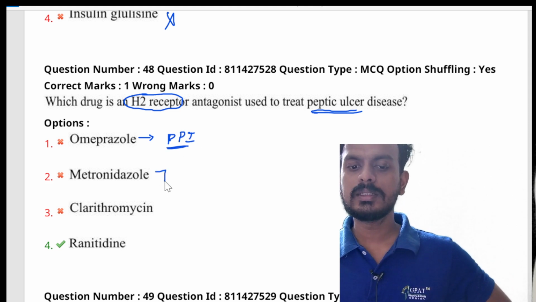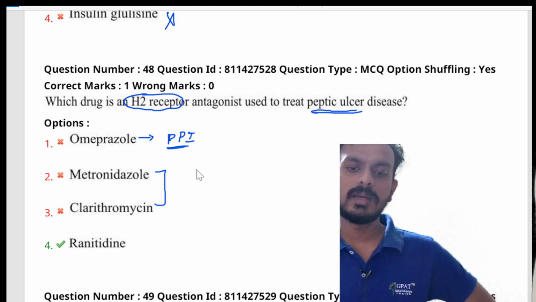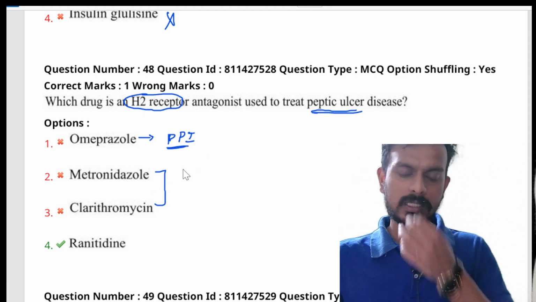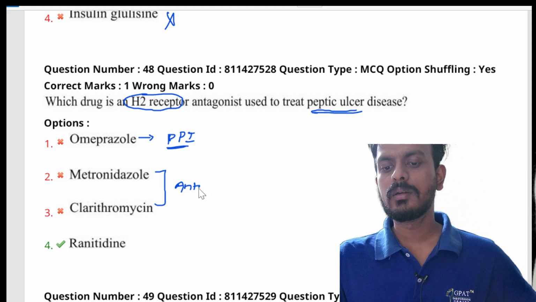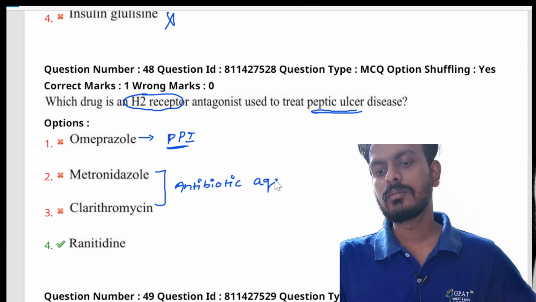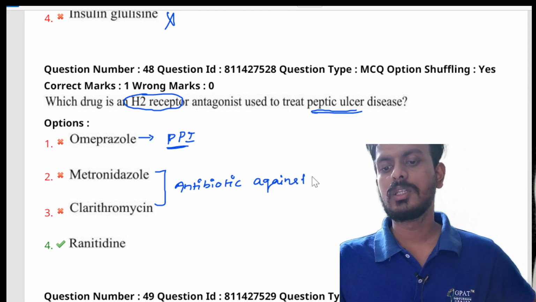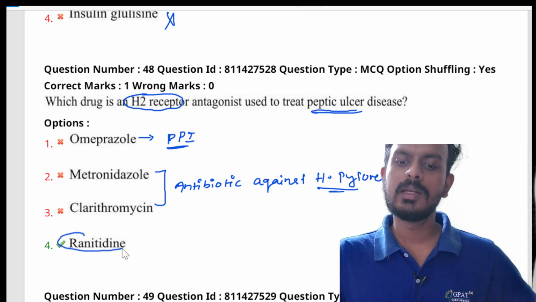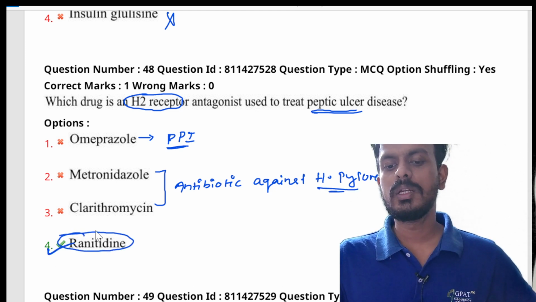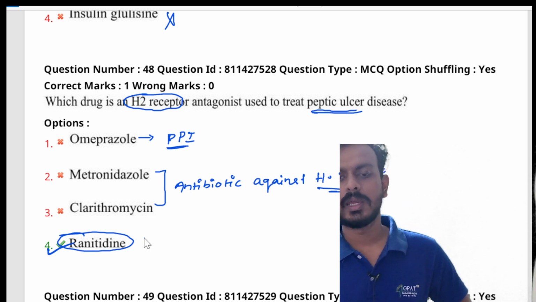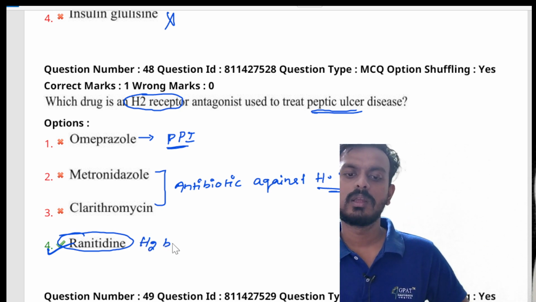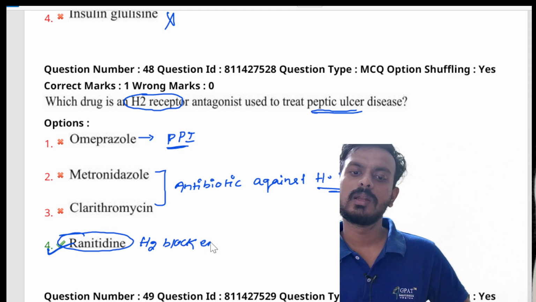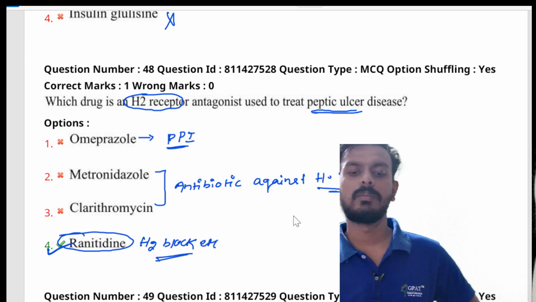Metronidazole and clarithromycin, yes, these two are given in case of peptic ulcer, but they come as antibiotics. These are used as antibiotics against H. pylori. However, ranitidine, cimetidine, famotidine come under your H2 blockers. Okay, they are given as H2 blockers in the treatment of peptic ulcer.